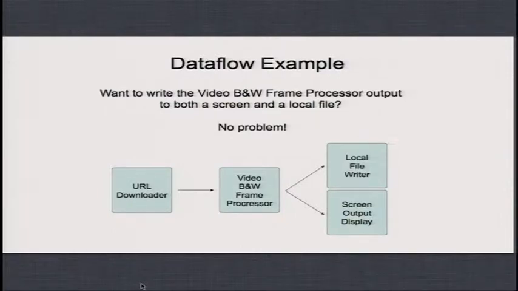So just a quick rundown on the example. Here we've been given another task on the original program. Now they also ask us to write the file locally, not only output it into the video. So the program is downloading the URL, using the same component that we already wrote in the previous example, again using the video black and white frame processor, which is a component that exists from the first example, the screen output display, another component existing from the first example, and a new component called local file writer that essentially will take the stream that the video black and white frame processor generated and will write it to the file system.